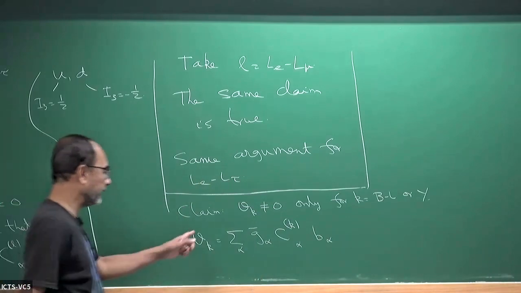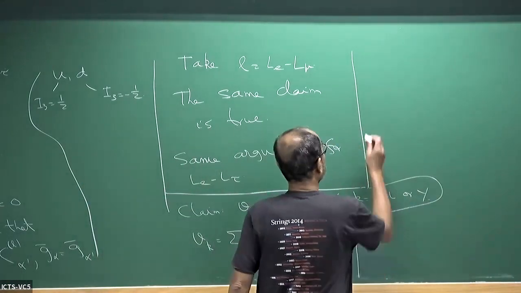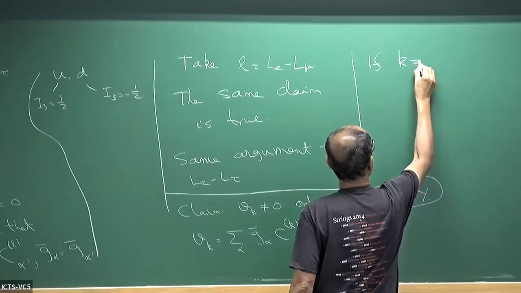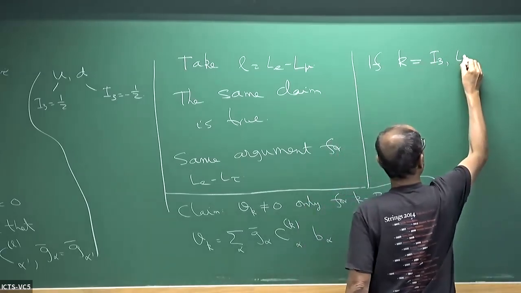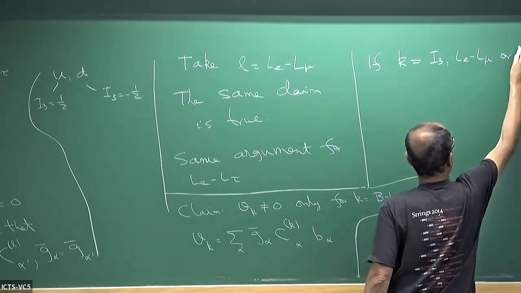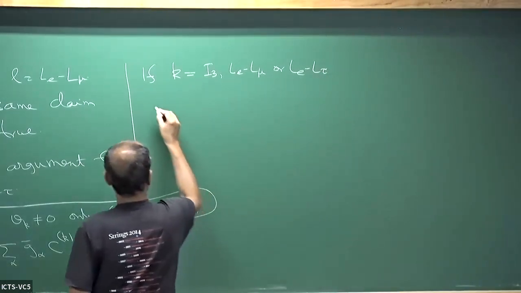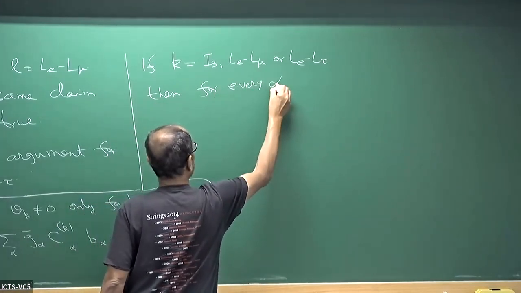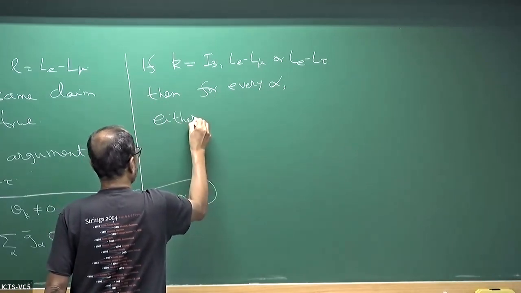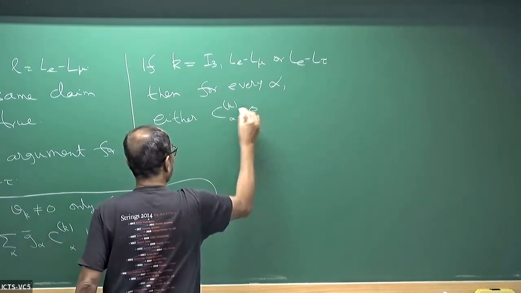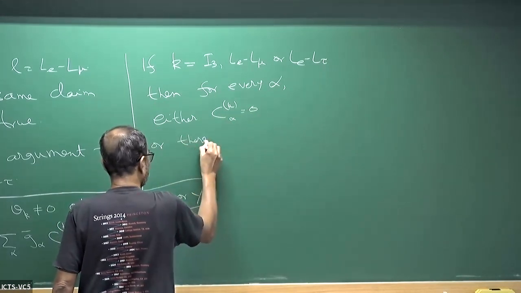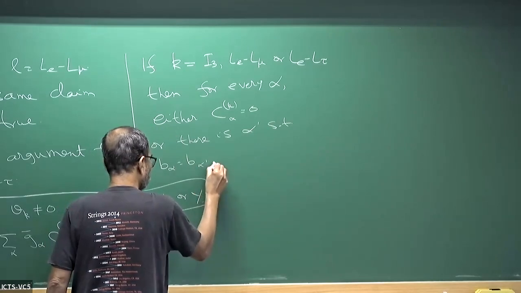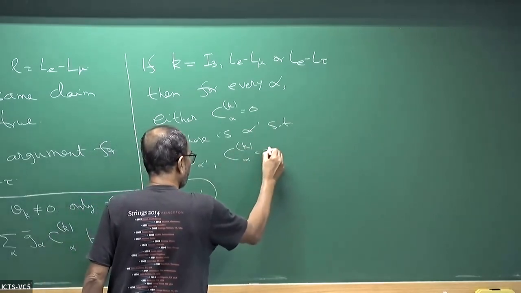And here we prove it more or less in the identical way, that if k is equal to I3, Le minus L mu, or Le minus L tau, then for every alpha, either c_k alpha is equal to 0 or there is an alpha prime such that b alpha equals b alpha prime and c_k alpha equals minus c_k alpha prime.